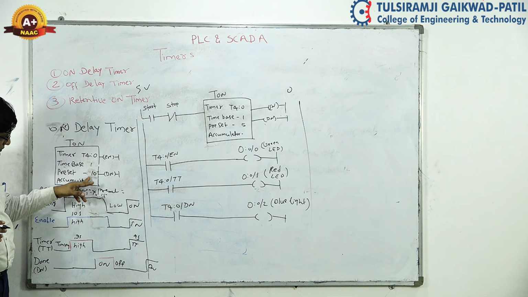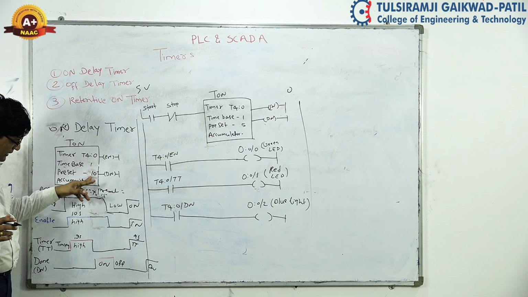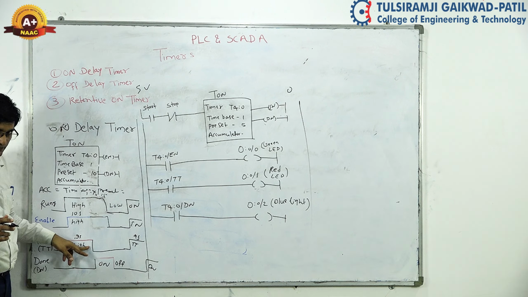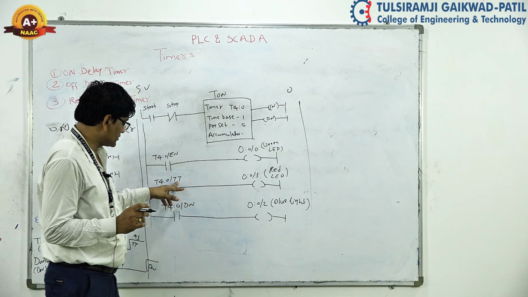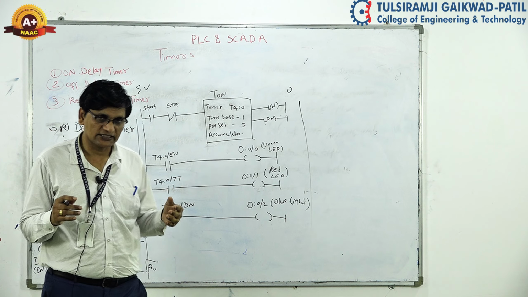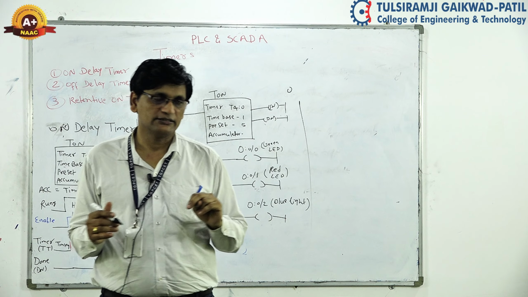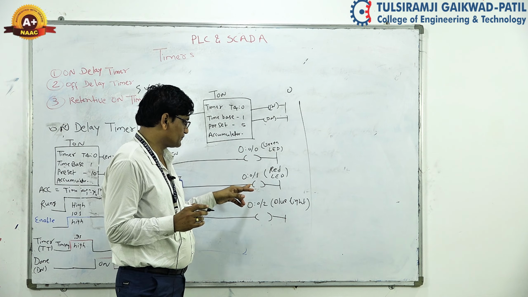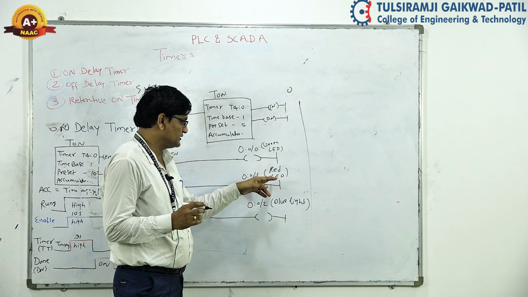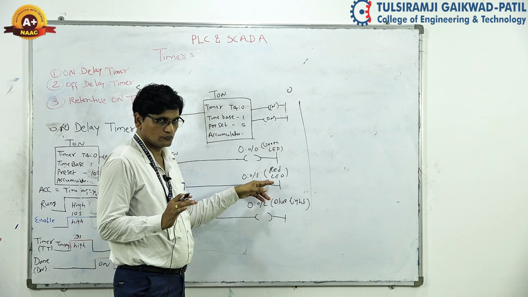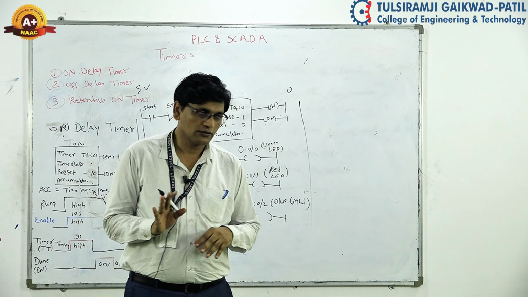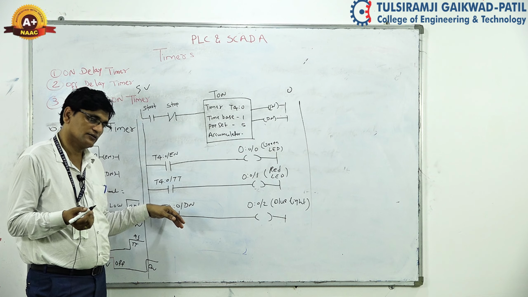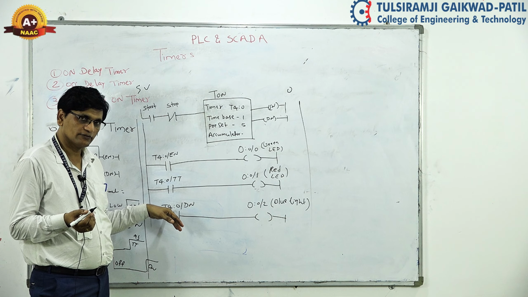We have set here the 10 second delay timing. Up to 9 seconds, the TT bit will be active. Okay, here the TT bit is active for how many seconds? For the 4 seconds. TT bit is active for the 4 seconds. You can see that this red LED will be on only for the 4 seconds. After the completion of the 4 seconds, this done bit will be active.